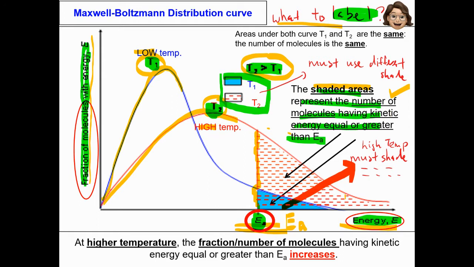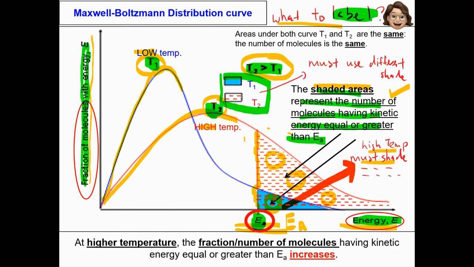Next, let's look at this. The high temperature must shade all of it, because we want to show that high temperature has more molecules. Maybe here 1 only. So if let's say here I have 4, you can see that at the higher temperature I have 4 molecules, but for the lower temperature, the blue one only has 1 molecule.